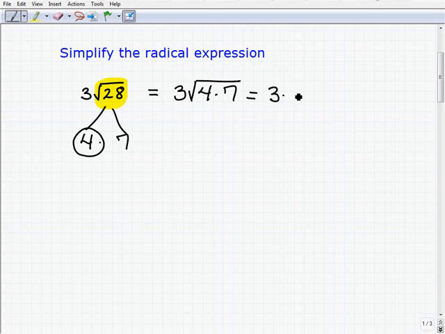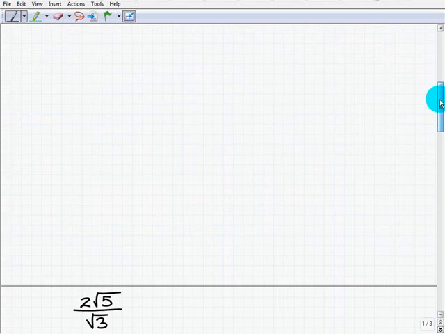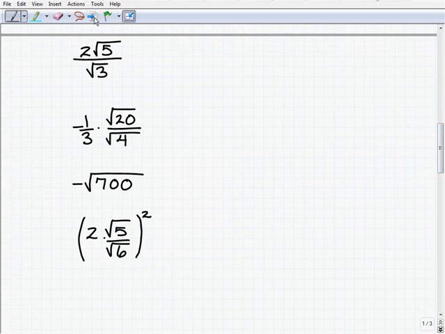So this is going to be 3 times the square root of 4 times the square root of 7, and now I can get out that perfect square and take the square root of that particular number. So this is going to be 3 times 2 times the square root of 7, or 6 times the square root of 7. Not too difficult, but just take your time, step by step, and if you identify a perfect square factor, then you should be well on your way. It's not too complicated. All right, let's go down and take a look at our next problem.